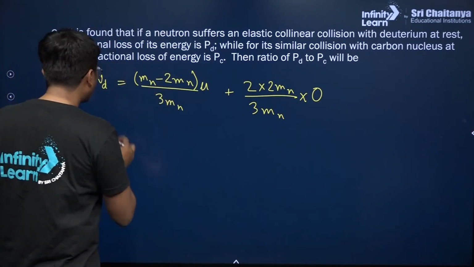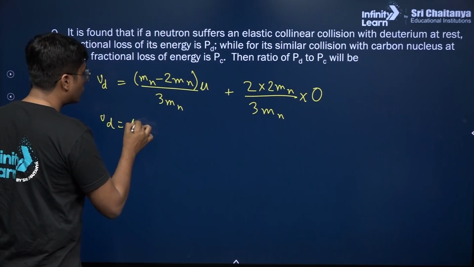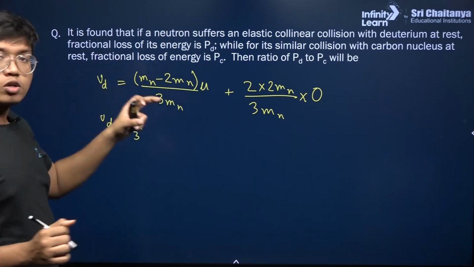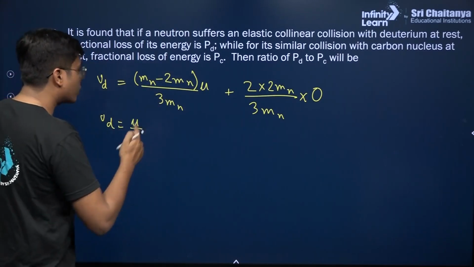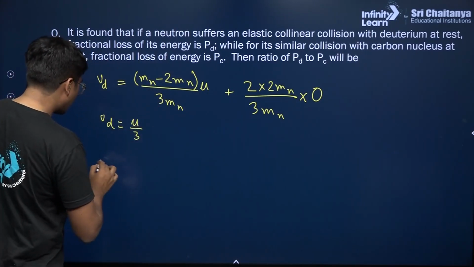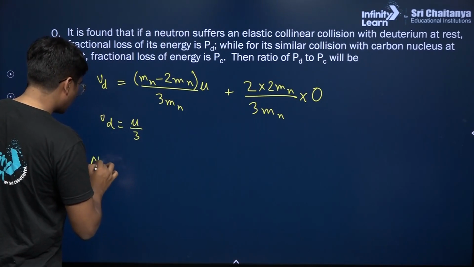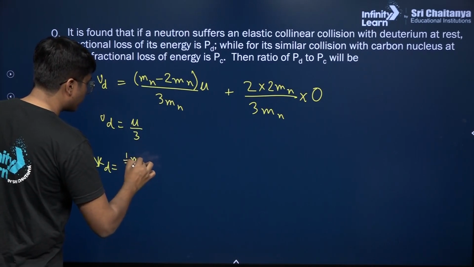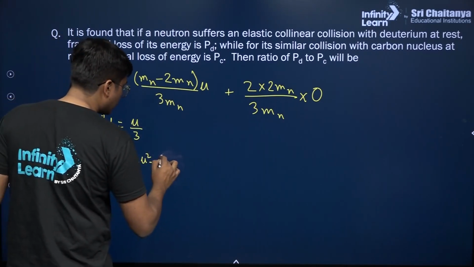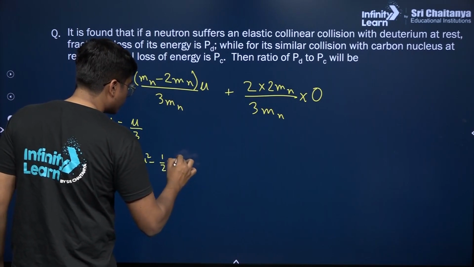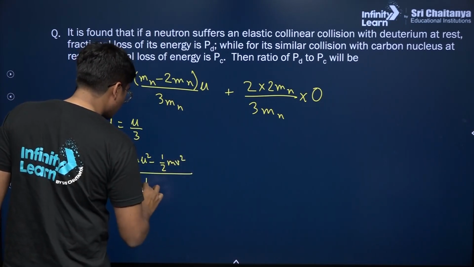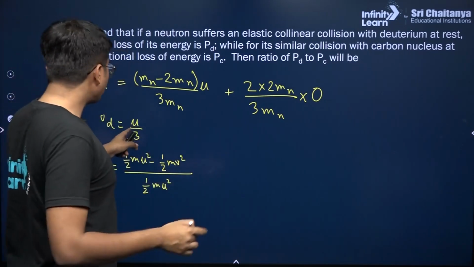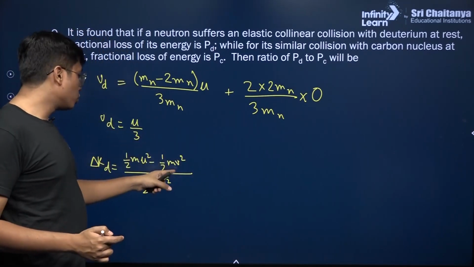You will get 1 by 3 Vd is equal to u by 3. So we need the fractional loss of its kinetic energy. So the fractional loss of its kinetic energy in this case, let's call this del Kd, is equal to half mu square minus half mv square divided by half mu square. So put in the value of v as u by 3, that would give you u square by 9.